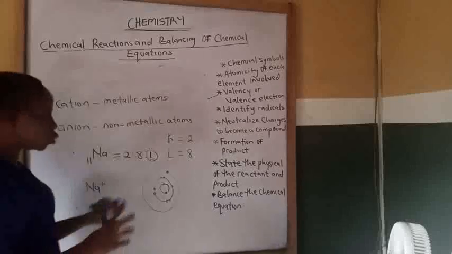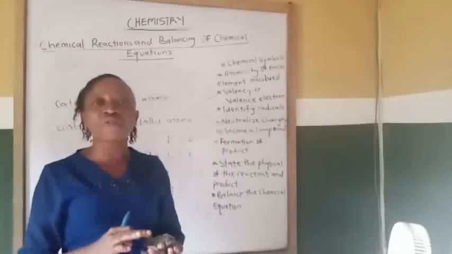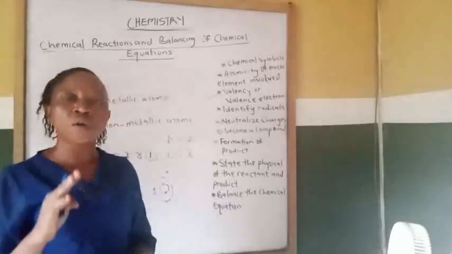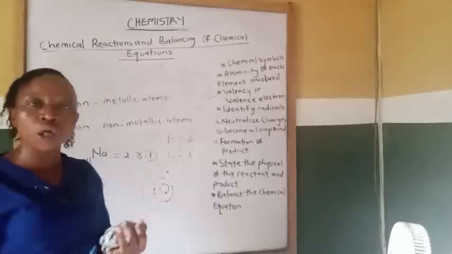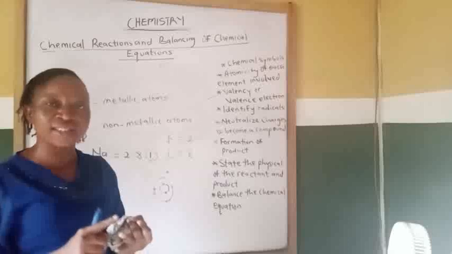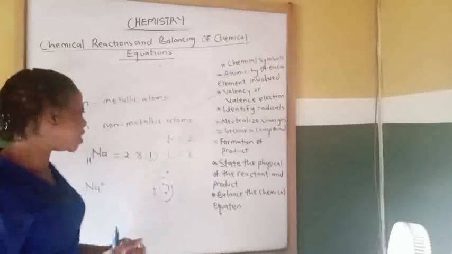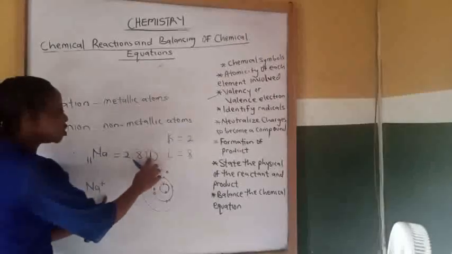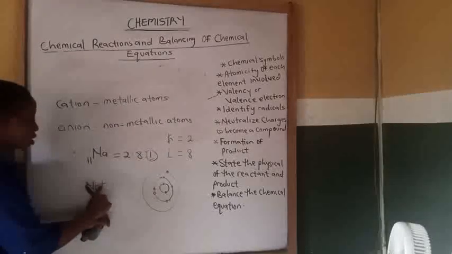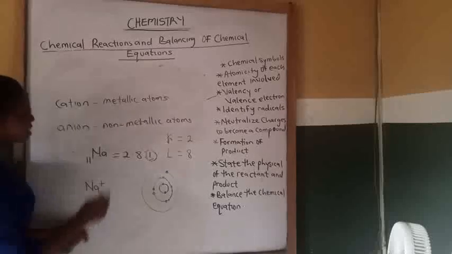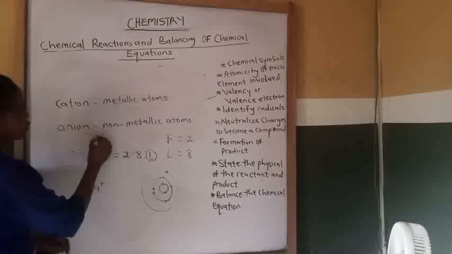So those elements with 1, 2 and 3 valence electrons are positively charged. So this is +1. This one means plus, so I can write it as plus. So we always write it as plus, we don't write it as +1. So let's take another element, magnesium.